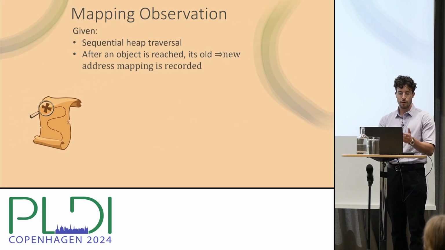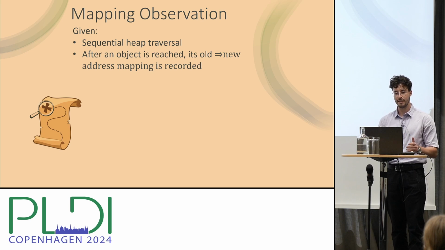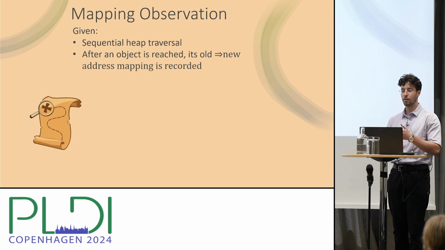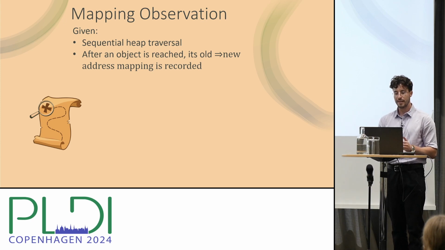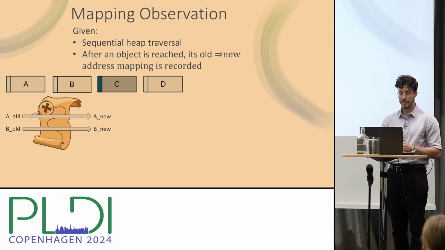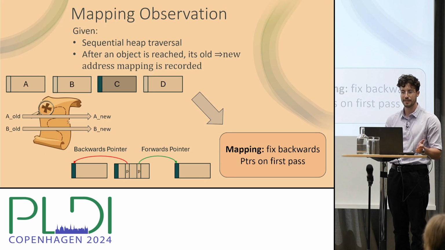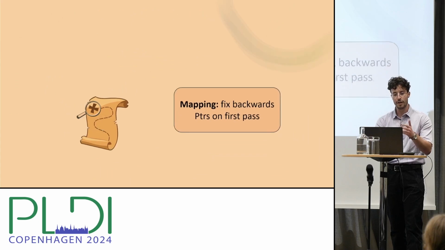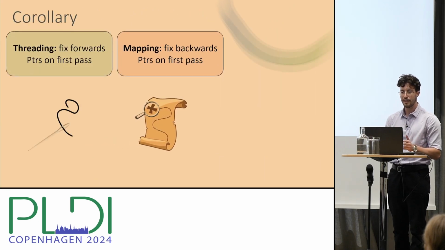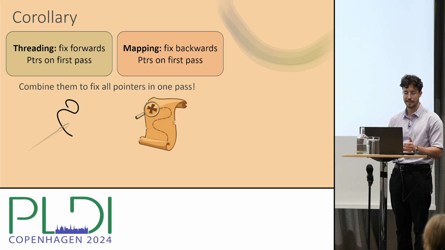So we make the following observation that so far has been overlooked. If we have a sequential heap traversal, and whenever we reach an object, we record its old to new address mapping, it means that whenever we reach an object, we already have this address mapping for every object before it. And this can be useful because we can use the mapping to fix backwards pointers on the first heap pass. So a corollary of these two observations is that we can combine these methods and fix all pointers in the first heap pass, since we have a mechanism to fix forwards pointers and a mechanism to fix backwards ones.